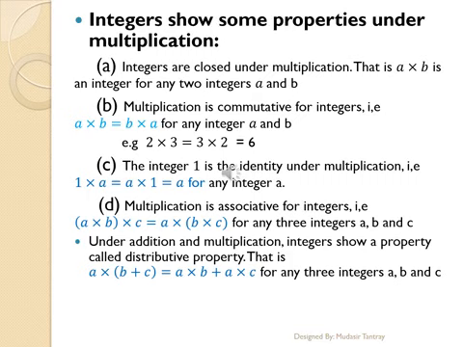Under addition and multiplication, integers show a property called the distributive property. That is, a into (b plus c) is always equal to a into b plus a into c for any three integers a, b, and c. Move on to the next slide.